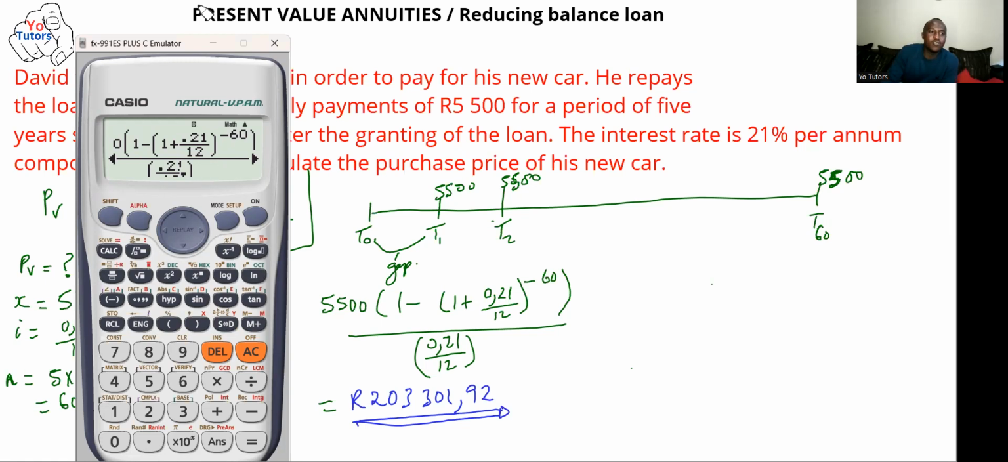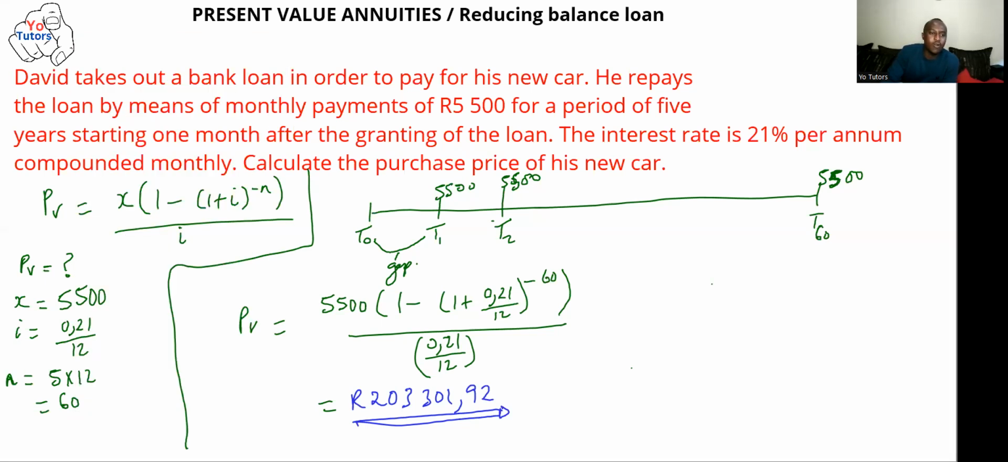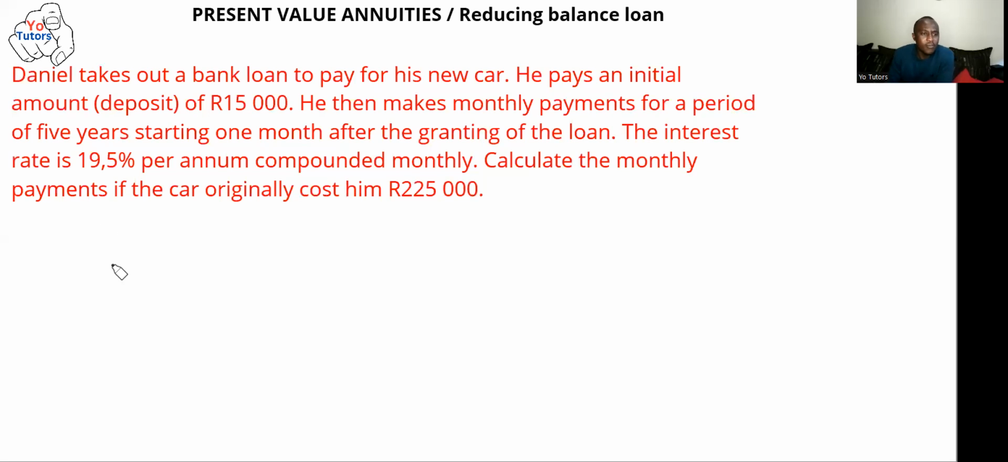Okay. Now let's look into the second question here and see what it is that we have now. Daniel takes out a loan to pay for his new car. He pays an initial deposit of 15,000. He then makes monthly payments for a period of 5 years, starting 1 month after granting of the loan. The interest rate is 19.5% per annum compounded monthly. Calculate the monthly payments if the car originally cost him 225,000.